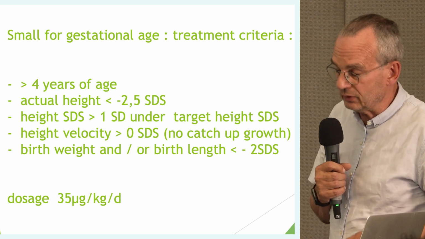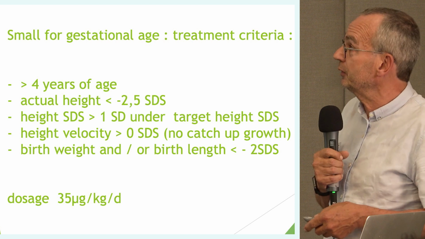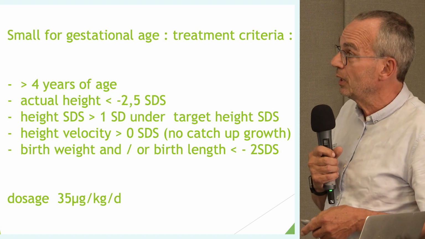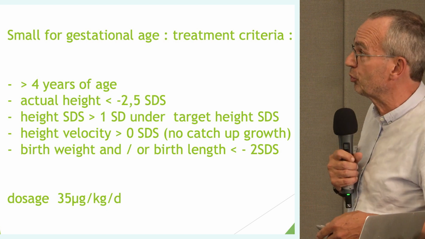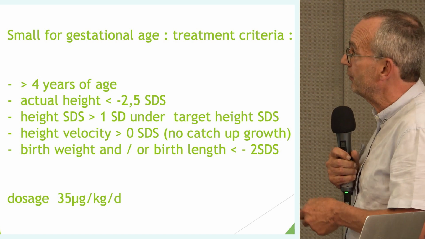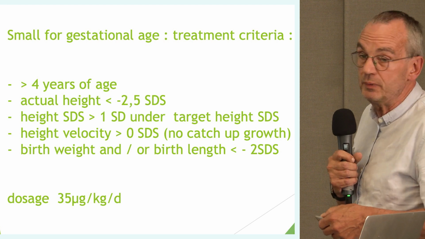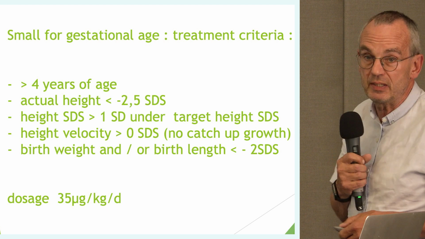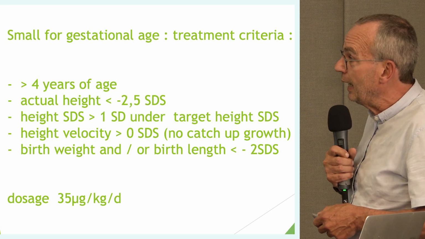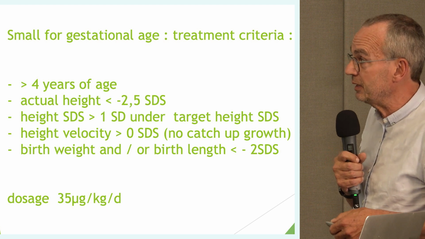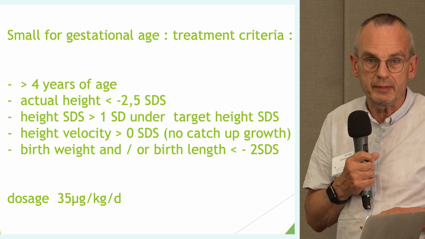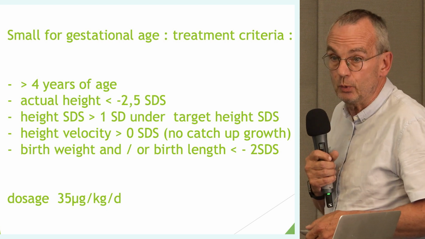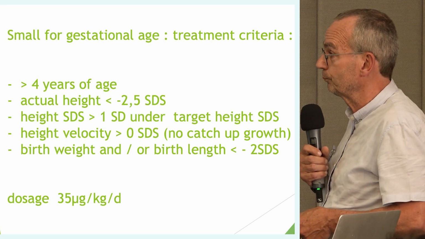So the first indication that we will discuss now is children small for gestational age, or intrauterine growth retardation. Before we can start to treat those patients, they have to meet 5 criteria. First of all, they have to be more than 4 years of age, and of course their actual height at that age has to be less than -2.5 SD. The height has to be more than 1 standard deviation less than their target height SDS, and height velocity has to be less than 0. It means that there is no catch-up growth.